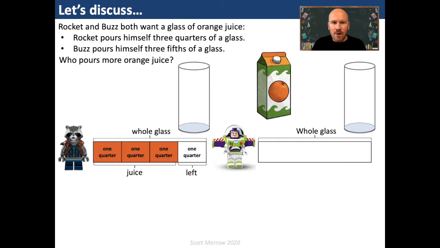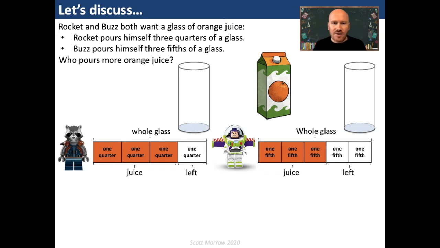Let's do the same for Buzz. Buzz pours himself 3/5 of a glass. This time we're interested in fifths, so let's split that bar into 5 equal parts. 3 of those fifths are the juice, and 2 of the fifths are what's left.